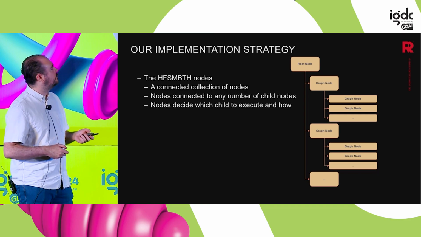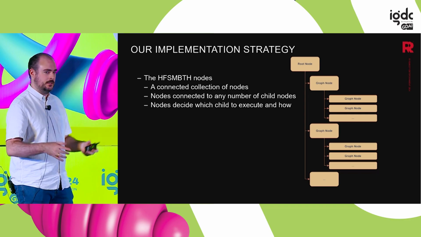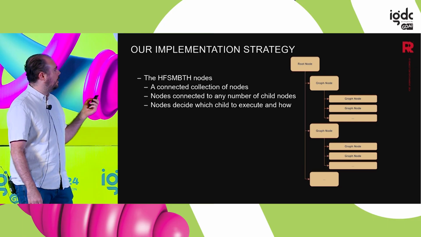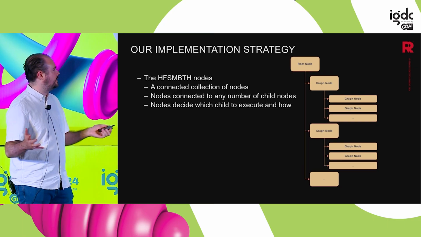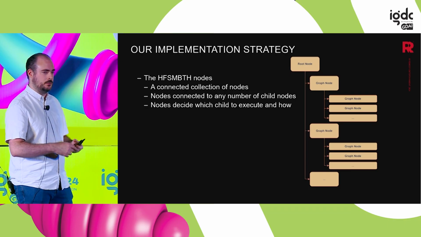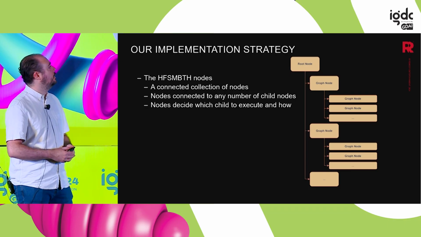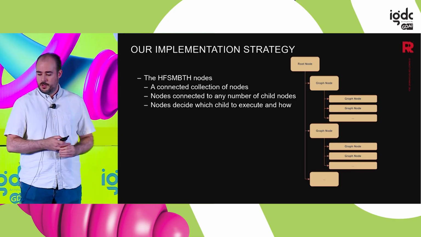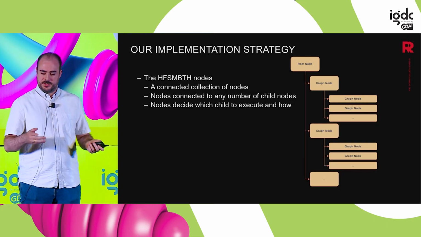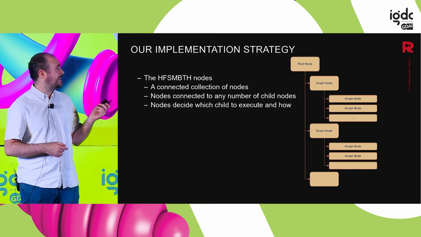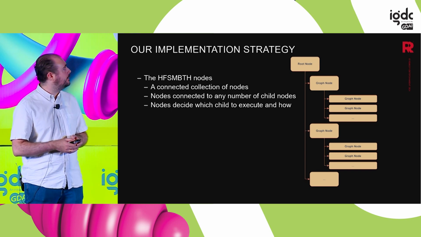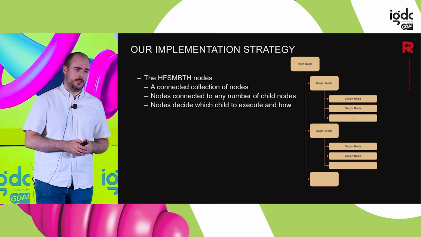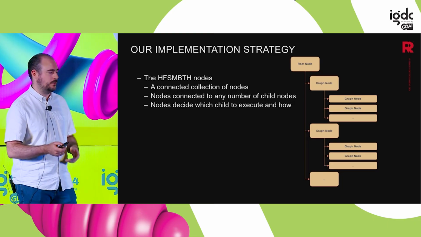So a little bit about how we actually did it on the data side and on the runtime side. We created a base HFSMBTH implementation of a standard node graph. These node graphs are just a collection of nodes, and nodes can be connected to any number of child nodes. These nodes decide which child to execute and how. And that's pretty much it for the base. They share a bunch of other standard implementations of graphs, but it's not too relevant for this talk.